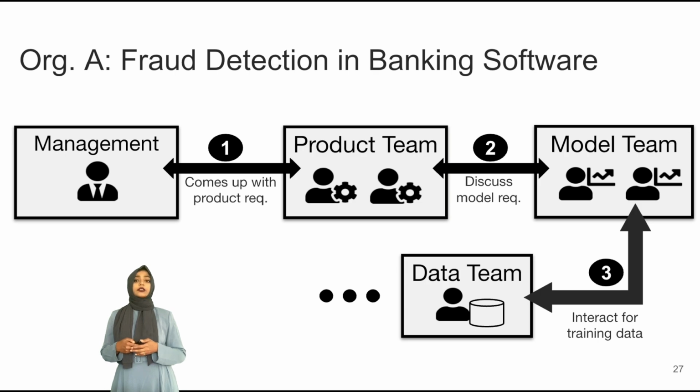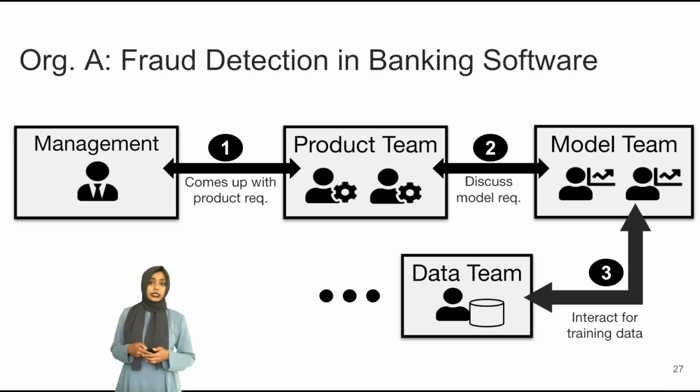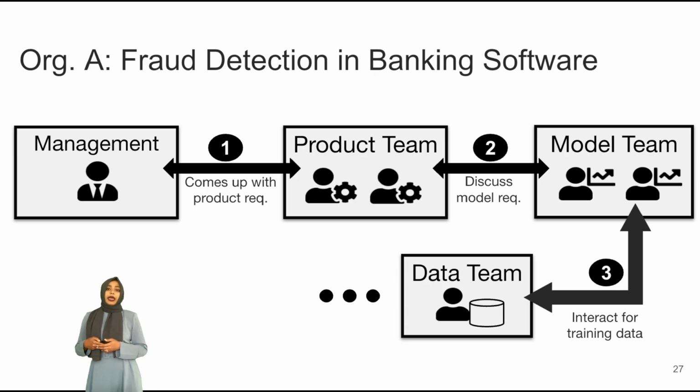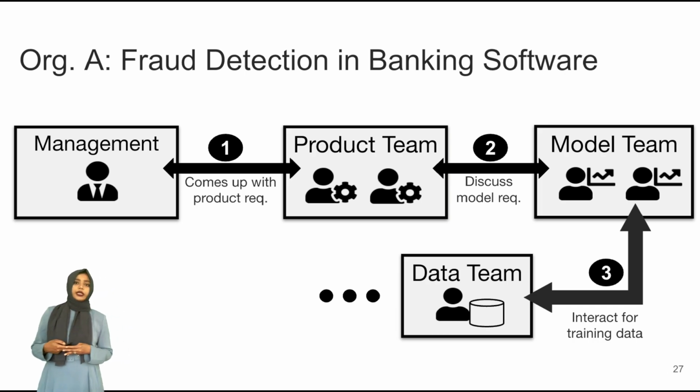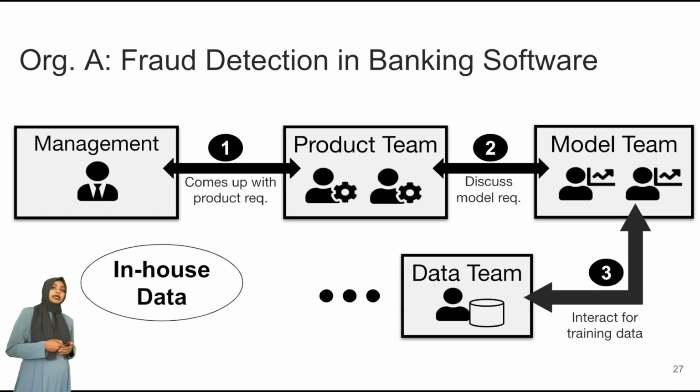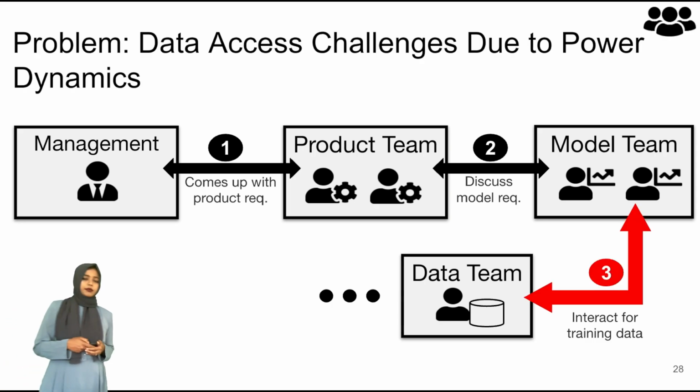For this, let's go back to the previous example of organization A. As the banking software was one of the existing products, the organization already has a data team who manages the data of the entire software. So the organization falls into the category of in-house data. Now you can think that as the data team is already in the organization, it must be easy for the model team to grab the data that they need from the data team directly. But no, we didn't find that.